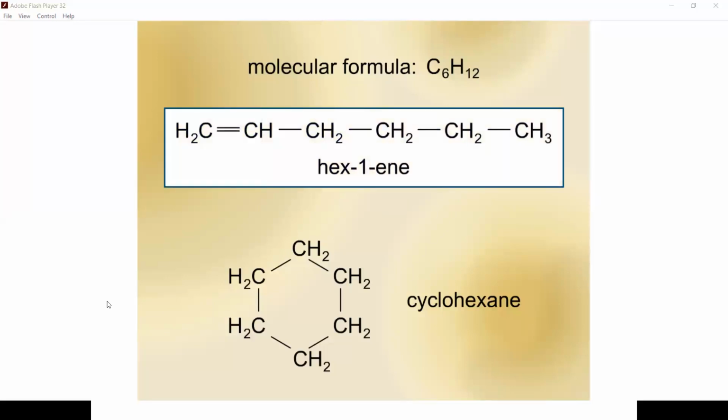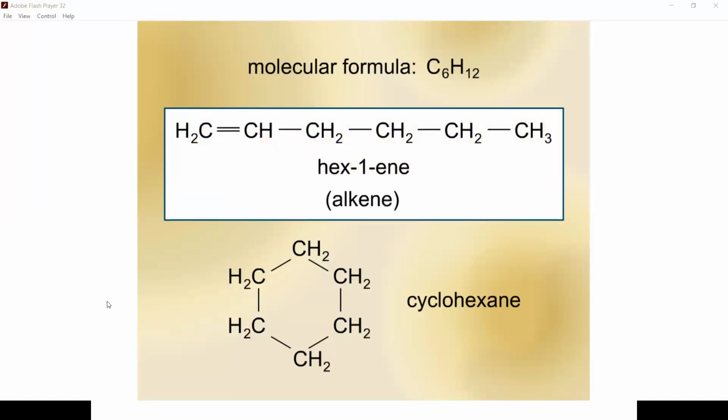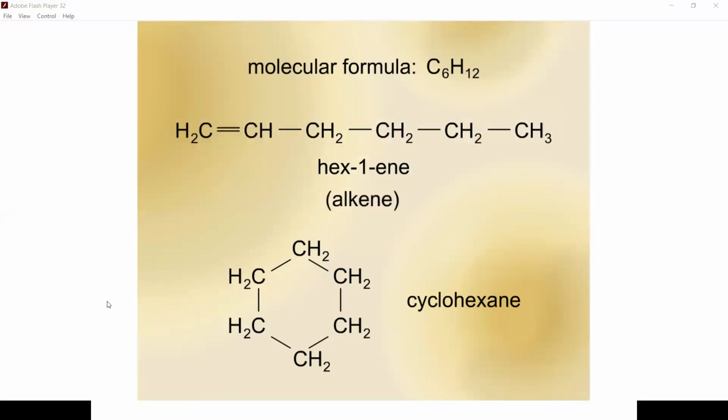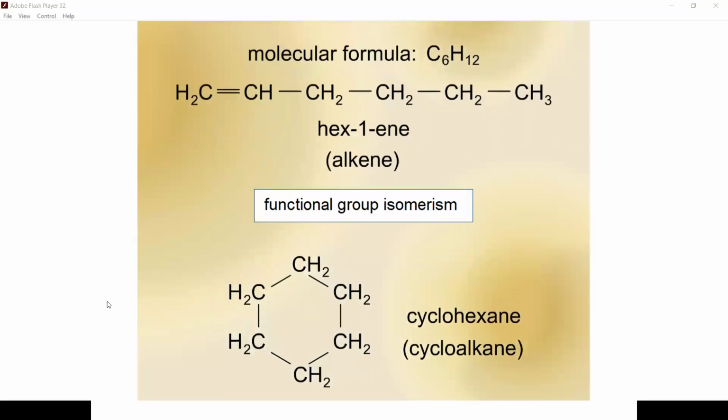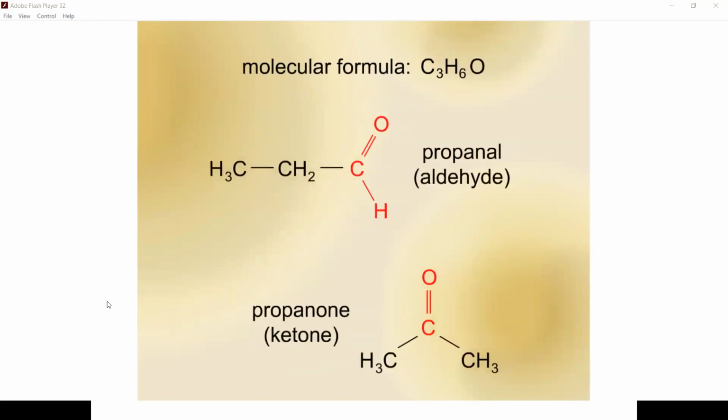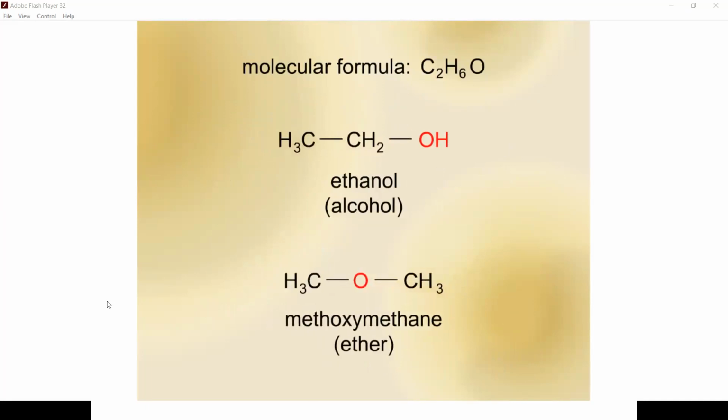Hex-1-ene is a linear open-chain molecule with one double bond between carbon atoms, so it belongs to the homologous series of alkenes. Cyclohexane is a cyclic molecule with only single carbon-carbon bonds, so it's a member of the family of cycloalkanes. This type of isomerism is referred to as functional group isomerism. Other examples include aldehydes and ketones, which differ in the position of the carbonyl group, situated either on the terminal or the inner carbon atom. Alcohols and ethers are functional group isomers too.